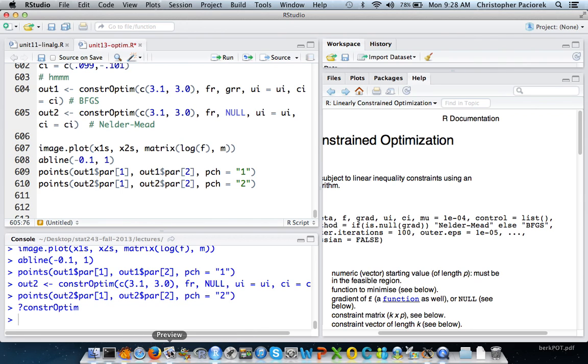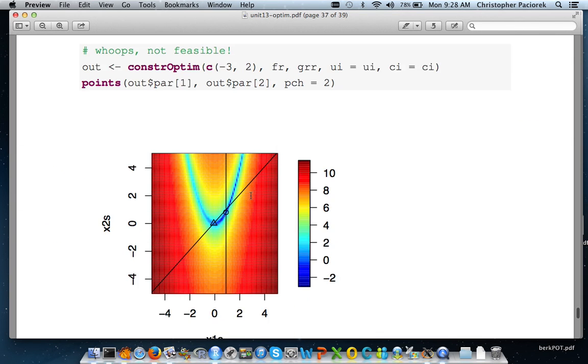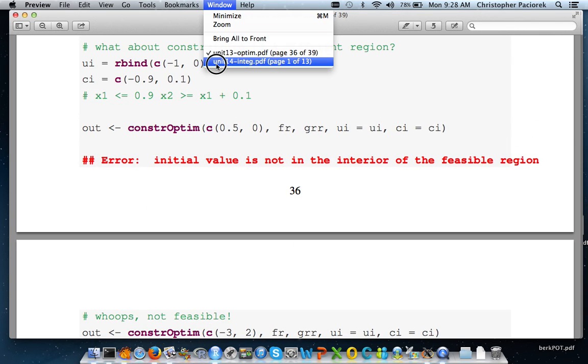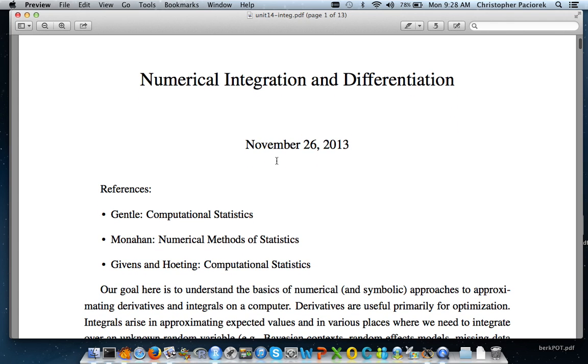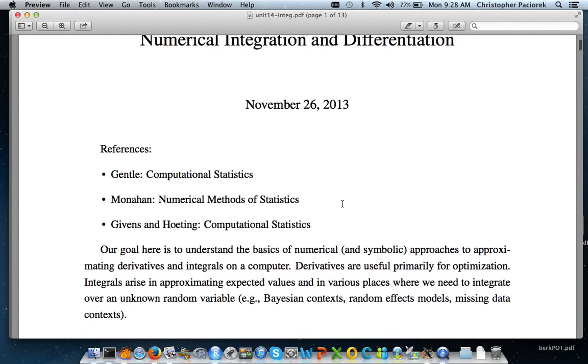Okay, so let's switch over to the integration and differentiation unit. So the basic idea here is differentiation will come up a lot in optimization. You're seeing it in needing to use it in the projects. Integration comes up in terms of computing expected values, or sometimes we may want to try and marginalize over a random effect in a given statistical model, and so it can be useful to be able to do integrals numerically. So those are some of the contexts in which this is useful.